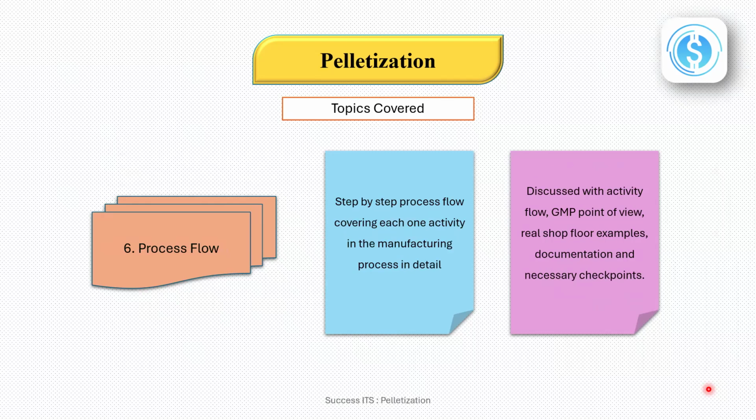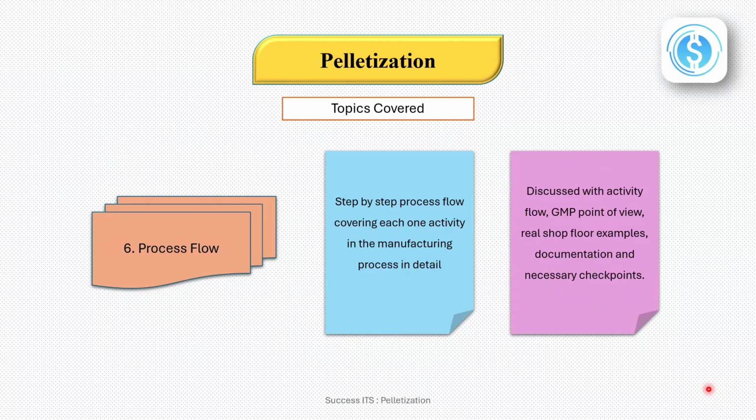In the sixth session, we will study the complete process flow of the pellet manufacturing process from the beginning of the production to the final product. Understanding the process flow is important because it provides a clear picture of how the manufacturing steps are connected and how the product moves through the process.